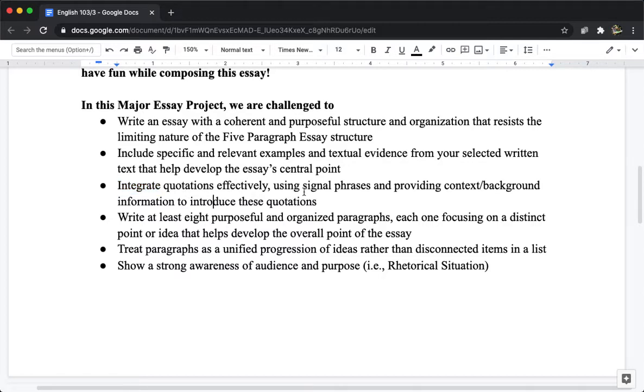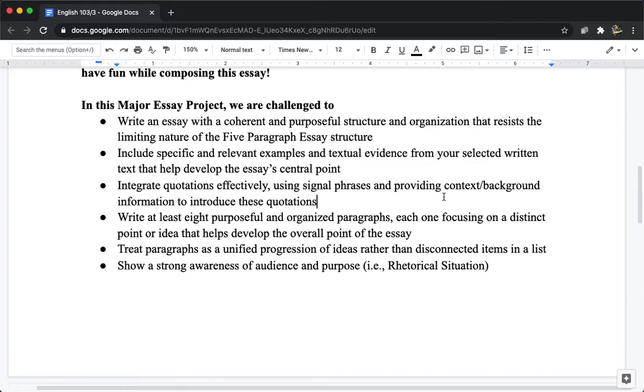One way to do that is to make sure that we're using signal phrases. Some basic signal phrase patterns would be "according to so-and-so," and then you have your quotation, or "as so-and-so puts it," you have your quotation. "So-and-so states," you have your quotation. All of those are what we call signal phrases. They act as transitions and they give your reader a heads up that you're about to quote, and they're also indicating who the quote is from or where it comes from.